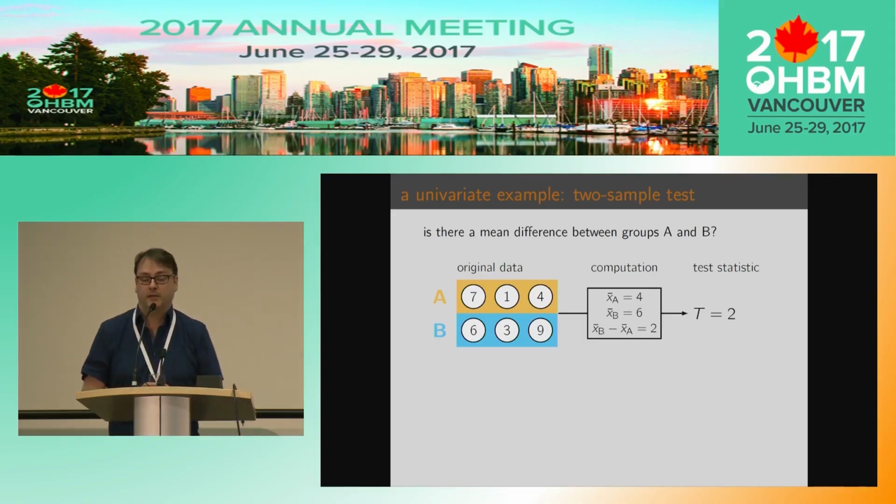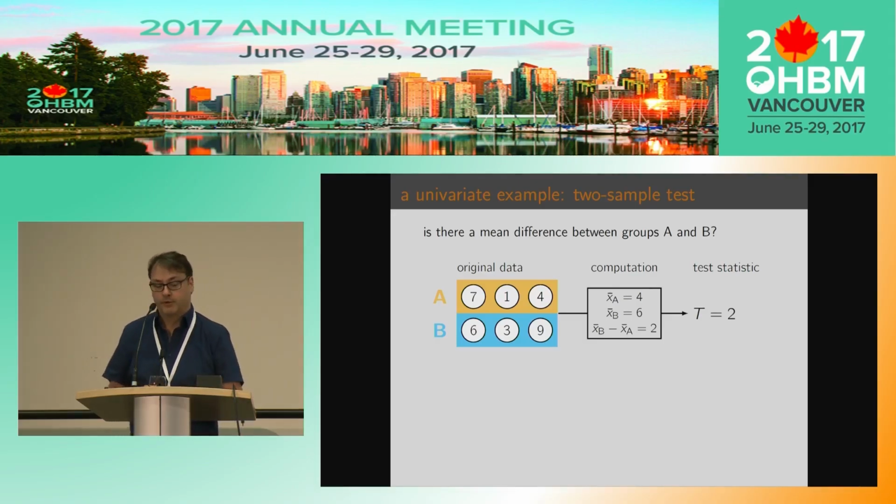So here we're interested in a mean difference. Naturally, what we can do is compute the sample mean for the two groups. The sample mean for group A is 4, the sample mean for group B is 6. The difference between them, x̄_B minus x̄_A, is 2. So the value of our test statistic is 2.